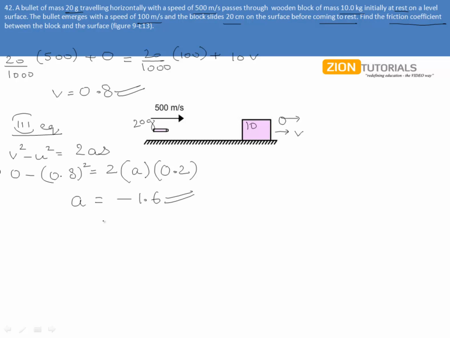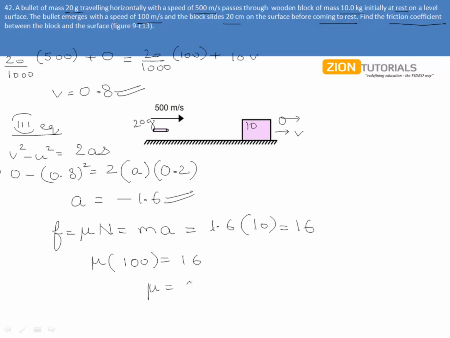And this is due to the frictional force. So the frictional force, that is mu N, equals mass into acceleration, which is 1.6 into the mass, 10, that is 16. Now what is the normal reaction? That is obviously mg, so it is 100. So mu times 100 equals 16, giving me the value of the friction coefficient to be 0.16.